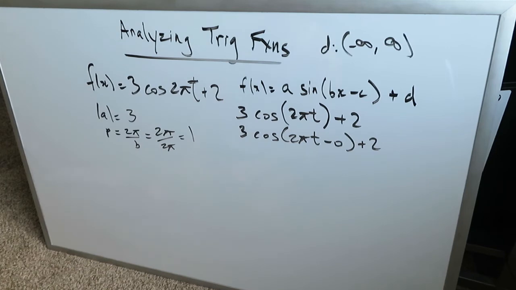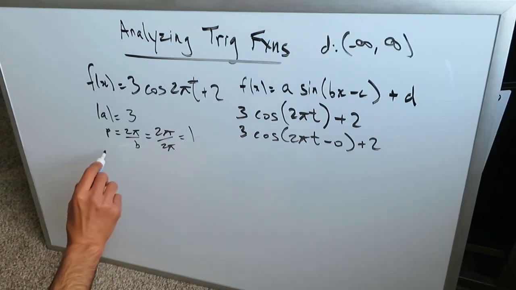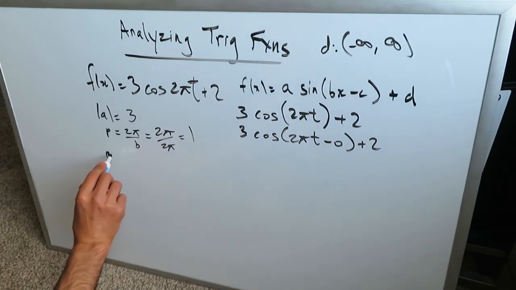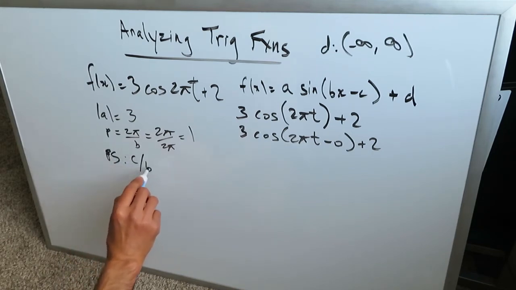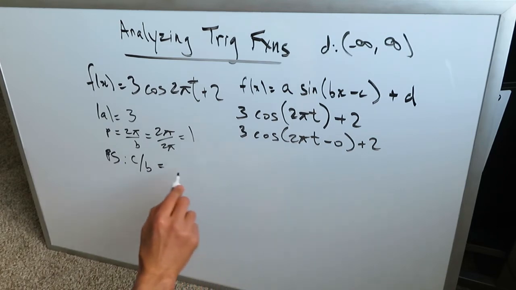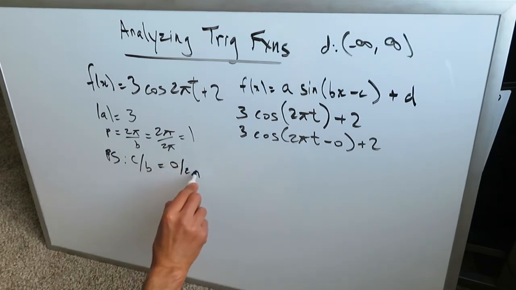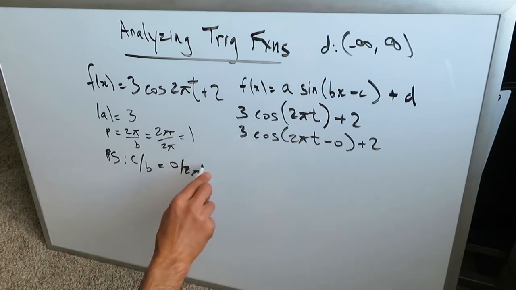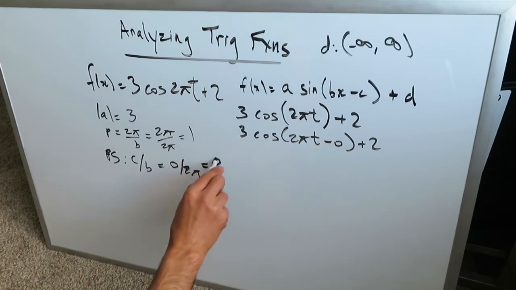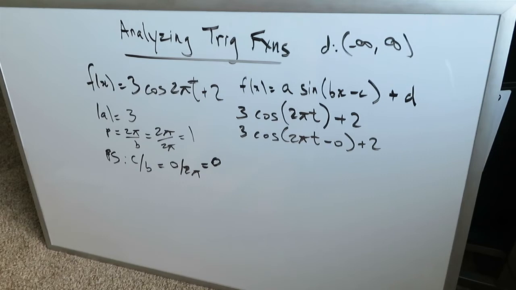The next thing we want to look at is phase shift. Should we abbreviate phase shift? Let's do it. PS for phase shift. Phase shift is always c over b. C value 0. B, 2 pi. Remember the coefficient of our variable t or x? Here's a 2 pi. What's our phase shift? 0. Do we have a horizontal translation in either direction from the origin? Is there a translation in a horizontal direction? No. Phase shift is 0.